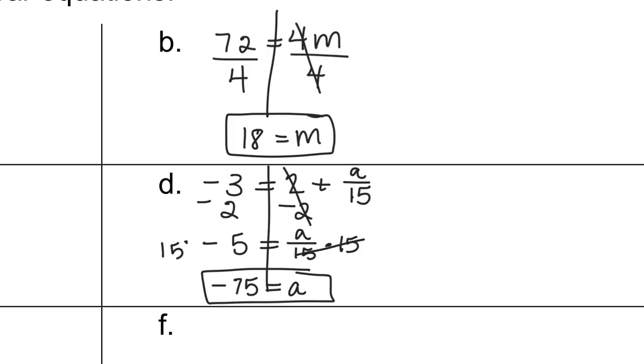So for b, because we have multiplication, we have to divide. So we're dividing both sides by 4. 72 divided by 4 gives us 18. And for d, we have to subtract the 2 first from both sides. We get negative 5 equals a over 15. This is our division. So we have to multiply by 15 to both sides. So negative 75 equals a.